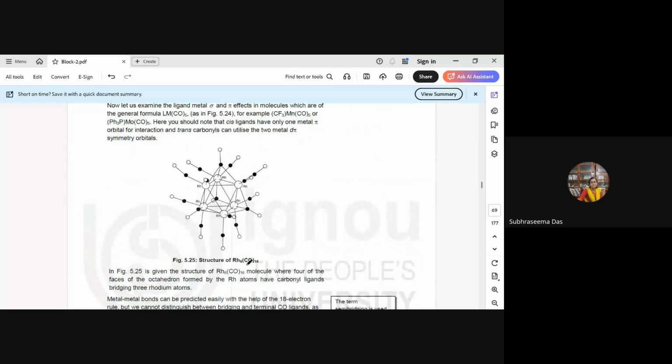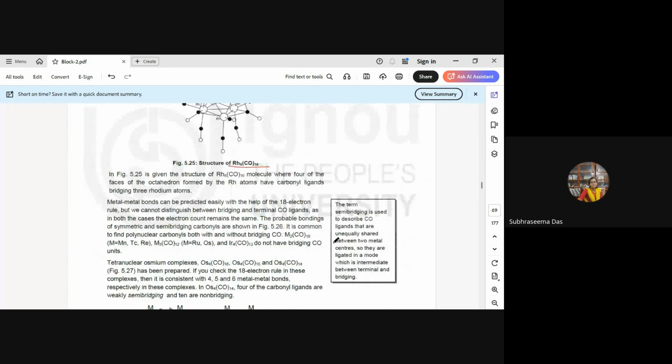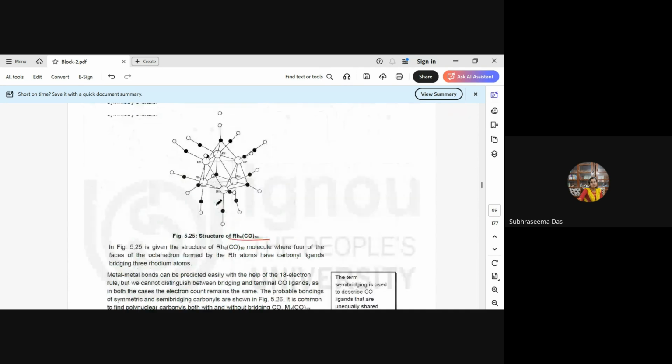So to understand this, one example has been given, that is Rh4(CO)12. Here, the four faces of the octahedron are occupied, where rhodium atoms are present, and they have carbonyl ligands bridging three rhodium atoms.